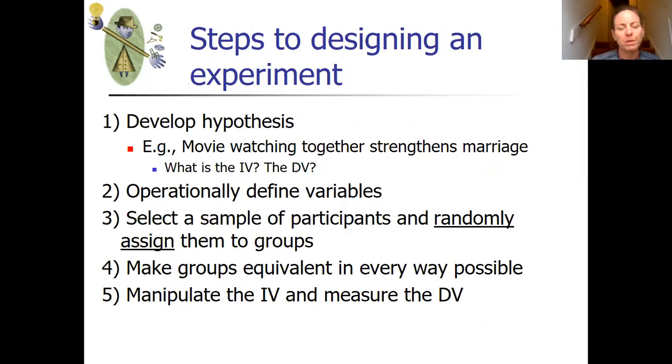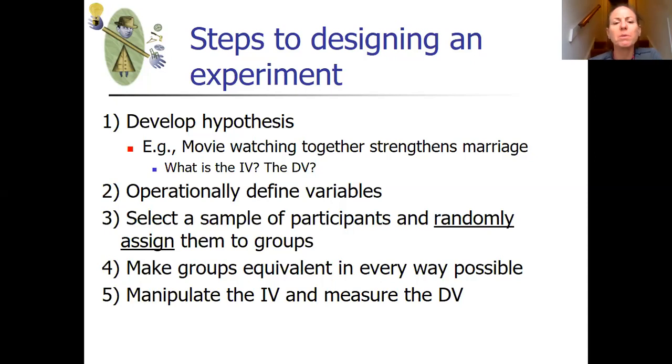Okay, so steps to designing an experiment. If we want to design an experiment, the first thing we've got to do is develop a hypothesis. So let's take an example hypothesis: movie watching together strengthens marriage. Now notice that strengthens is a causal word, right? Because it's saying that movie watching actively improves marriage.